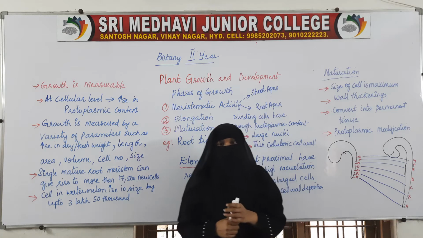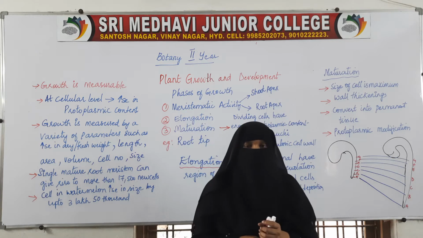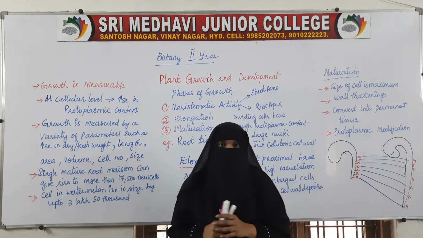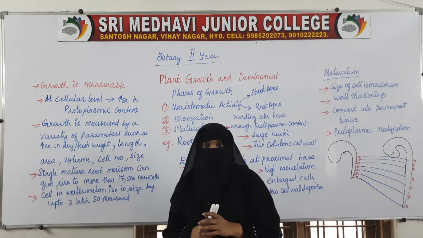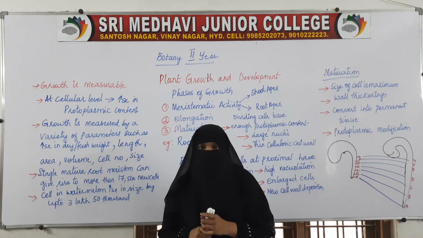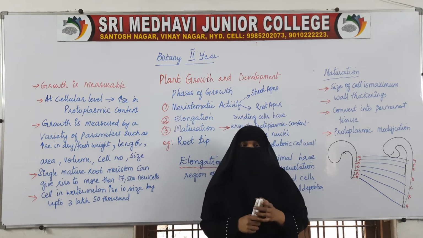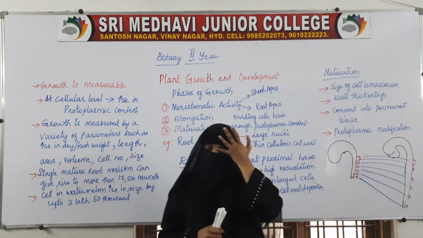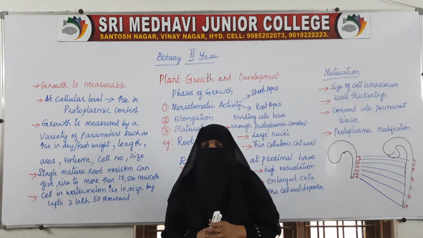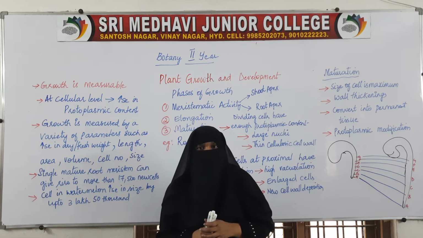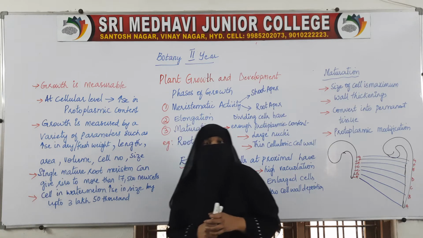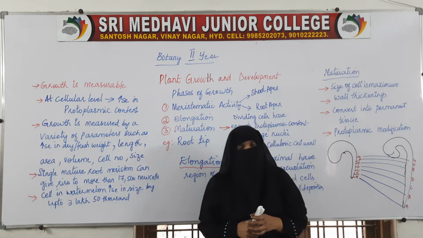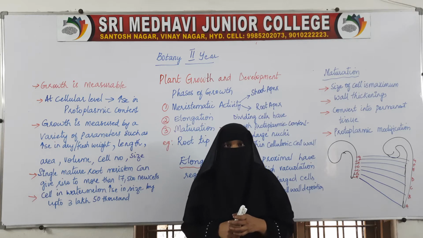Welcome students. In the previous class we have seen how a zygote undergoes changes and develops into a mature embryo, that is, what the different stages are. Here we have seen what growth is and its characteristics. Growth is nothing but a permanent, irreversible increase in the size of the organism, and that size increases with the increase in the number of cells, and when the number of cells increases, the weight also increases.